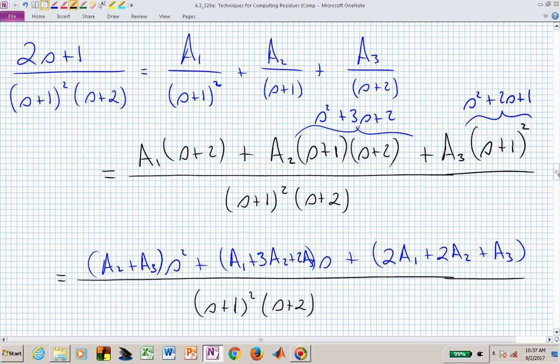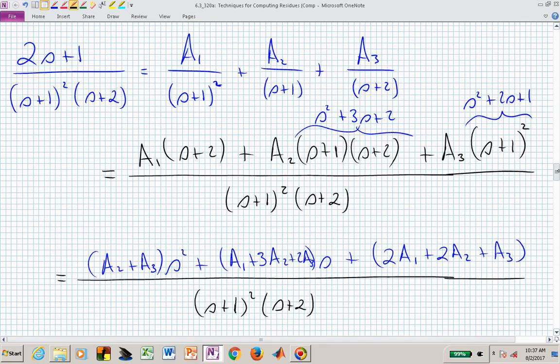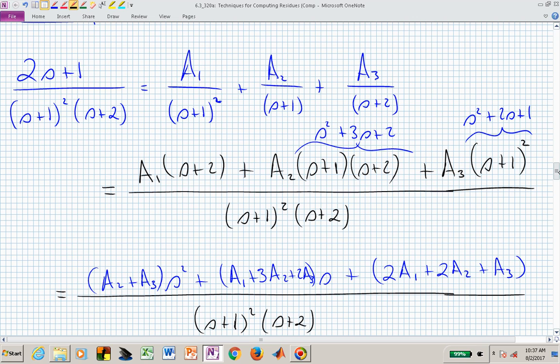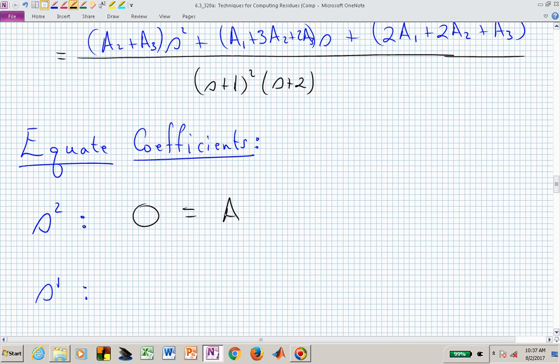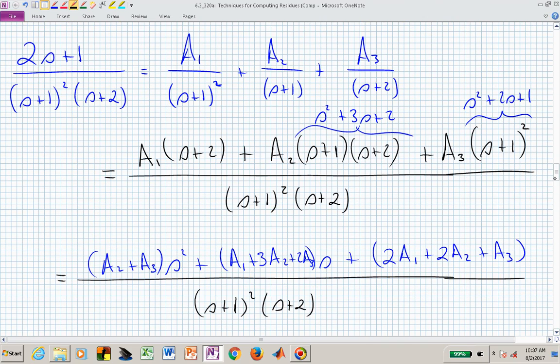So let's now write that down for each of the different coefficients associated with the different powers of s. We have an s squared set of coefficients. On the left, 2s plus 1 has nothing for an s squared coefficient, and on the right we have a sub 2 plus a sub 3. There's one of our three equations for these three unknowns, a1, a2, and a3.